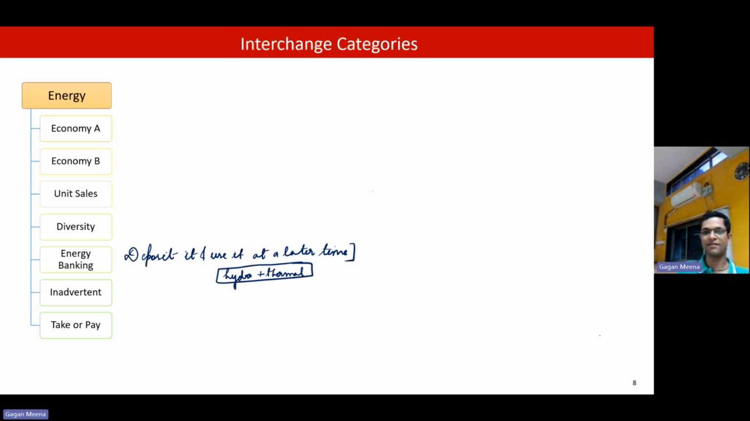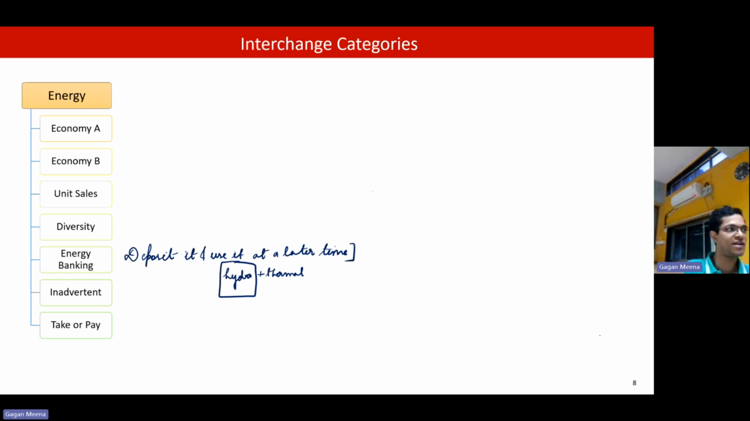Because generally we see thermal is more and hydro is less. In that case, if the peak load is there and thermal is not able to meet it, then thermal can deposit that energy in hydro and use it during the peak time. During off-peak hours, the energy deposited with the hydro can be used in that case.